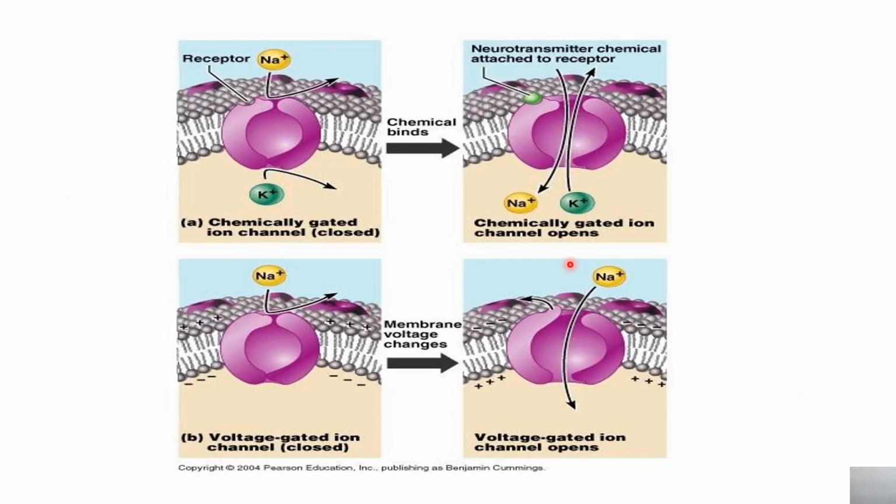So this schematic shows the receptor of sodium. It's a chemical gated ion channel. It's closed. Now when the chemically gated ion channel opens, the neurotransmitter chemical attached to the receptor, sodium is pushed in, potassium is pushed out. And in case of voltage gated ion channel, it is also closed. But if the membrane voltage changes, in this case the stimulus was chemical binds and it opens. In this case, if the membrane voltage changes, then that leads to the opening of the voltage gated ion channel, and it opens and sodium is pushed inside.